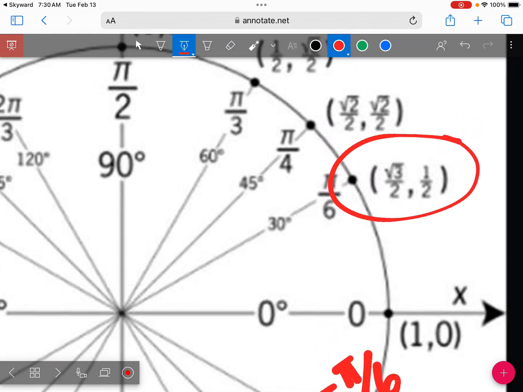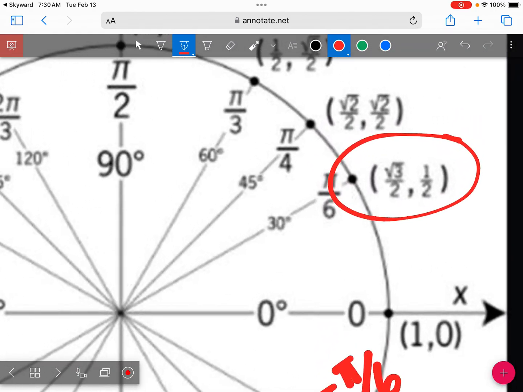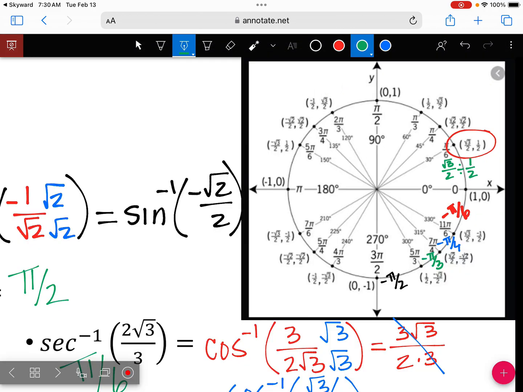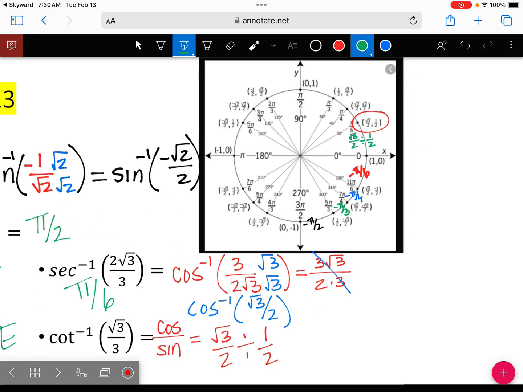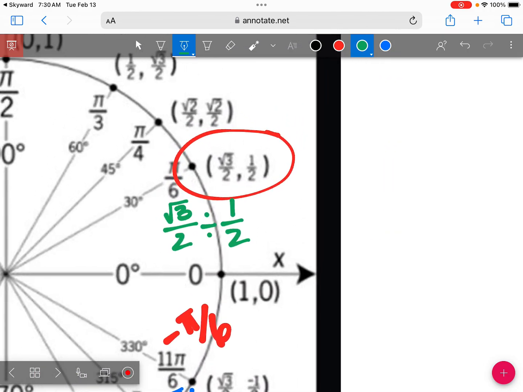Let me go ahead and zoom in right here. At pi over 6, remember, it would be root 3 over 2 divided by 1/2, which would become, wait, I need more space. Okay. Which would become root 3 over 2 times 2 over 1. So that's going to cancel, and that's just going to leave me with root 3. So it's not that one. So because it's not that one, what's the only other one it could be?